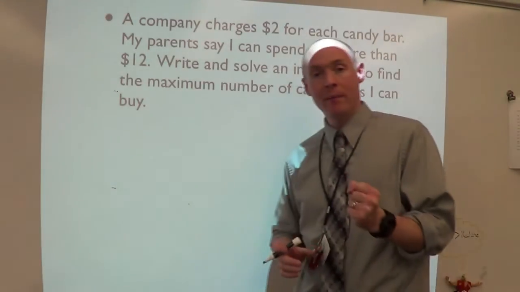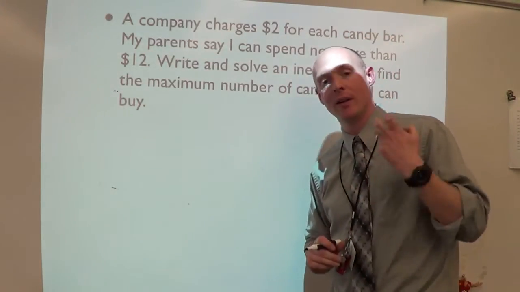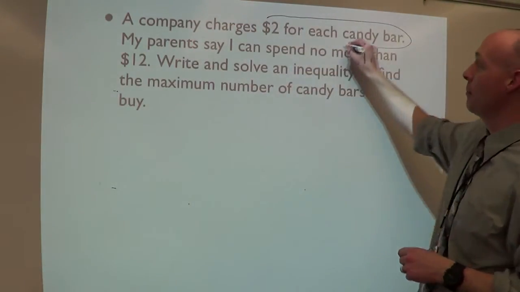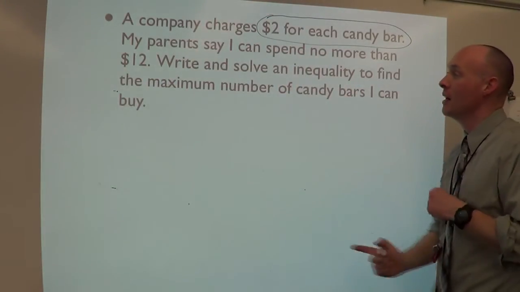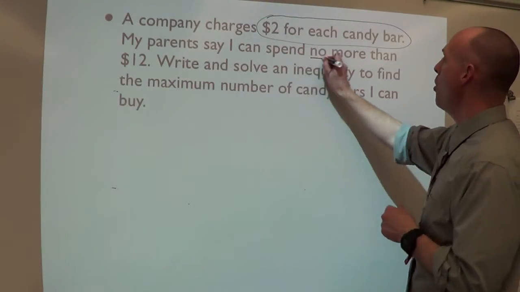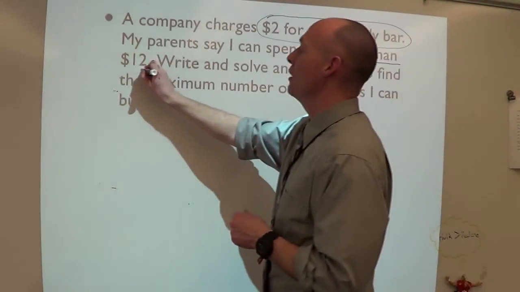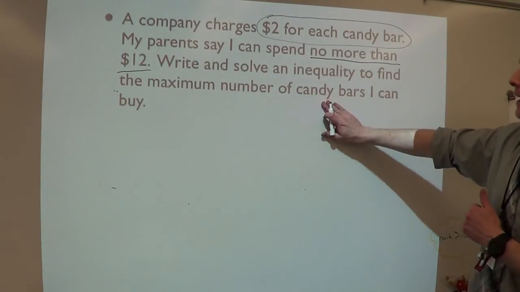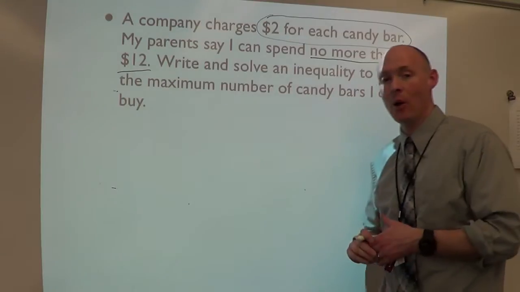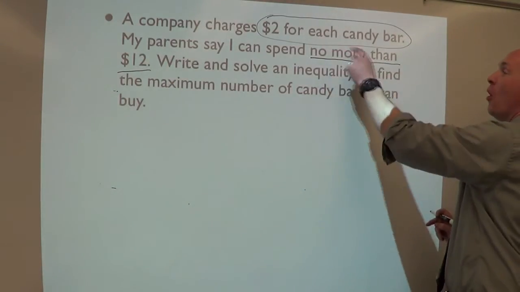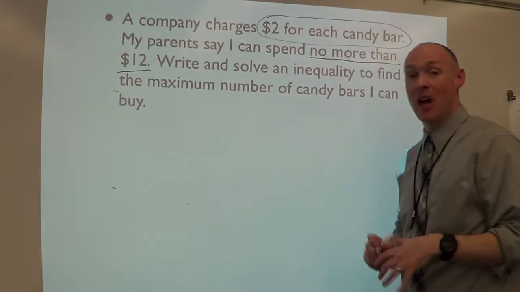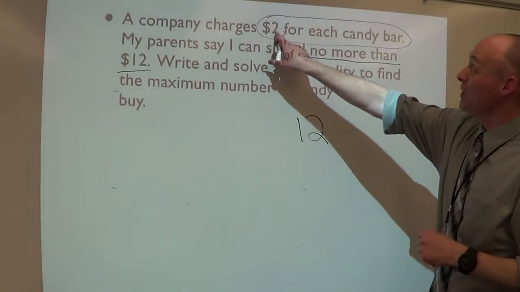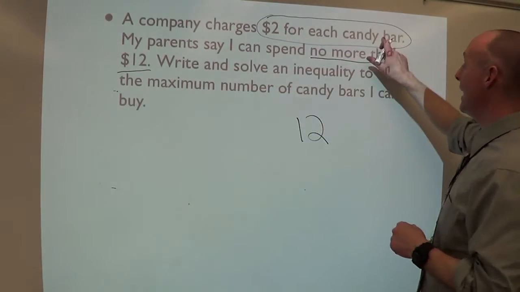Okay, step 1, what we have to do is extract all that important information. Company charges $2 for each candy bar. I can imagine that's probably pretty important. We're going to use that. My parents say I can spend no more than $12. Excellent. Write and solve an inequality to find the maximum number of candy bars I can buy. Okay, first off right away, I see no more than $12. So I know that we're talking about $12. And we're talking about $2 for each candy bar.